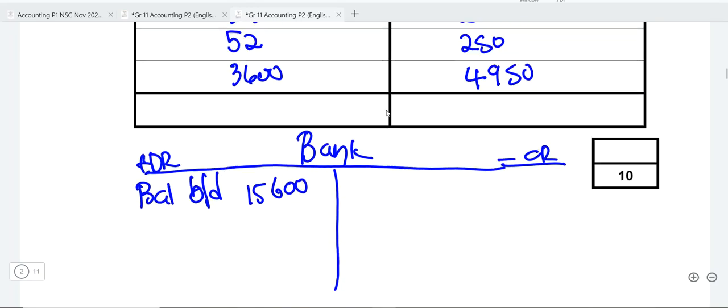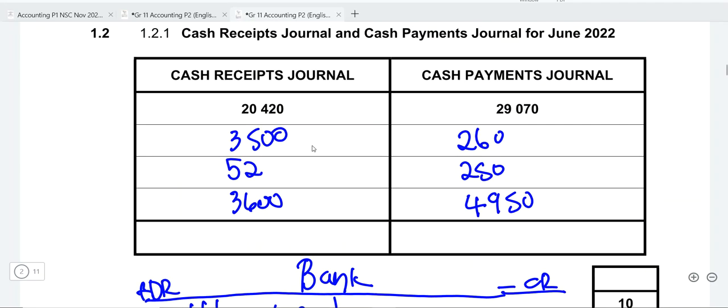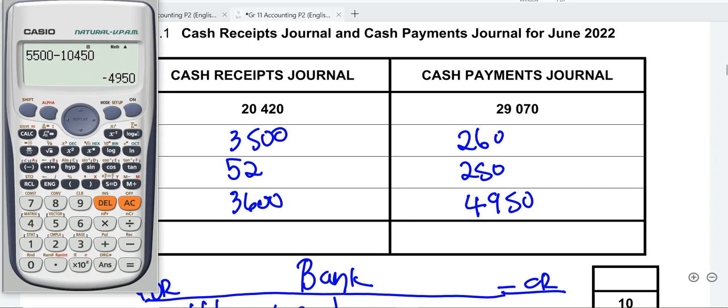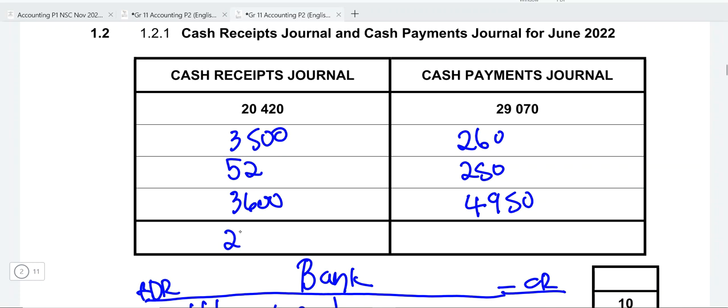Okay, then now what we have to do is to make sure that we get the totals of our subsidiary journals. So we're going to start with our CRJ. With our CRJ, we're going to say 20,420 plus 3.5 and then plus 52 rand and then also plus 3.6, and the answer that we get is 27,572. Okay, let me confirm.